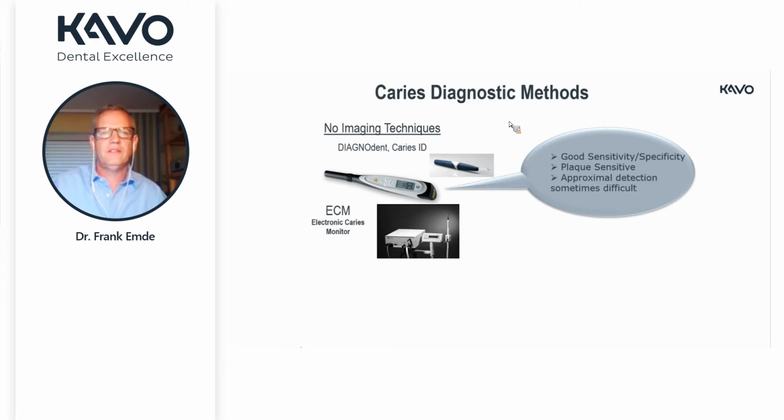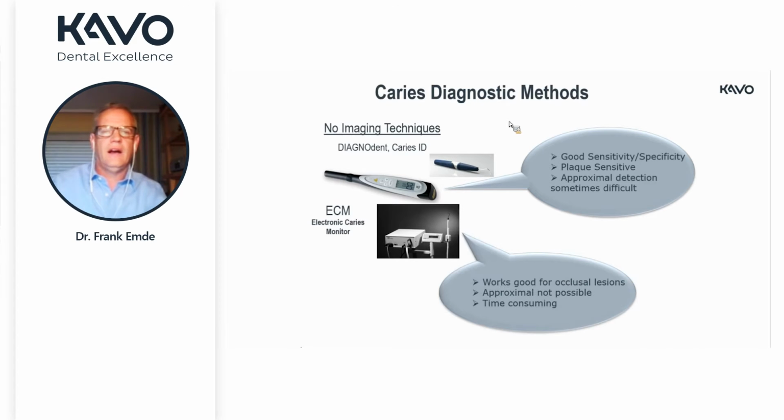There's another device in the US I would like to mention over here, Caries ID, which also uses fluorescence effects, from Dentsply in the US. The next, I'm not quite sure if it's still on the market. It's the so-called electric caries monitoring. It uses another effect. It uses the effect that caries has a different resistance against current. So you put a current on the tooth, and then you have a second probe, and then you measure the current resistance of the tooth.